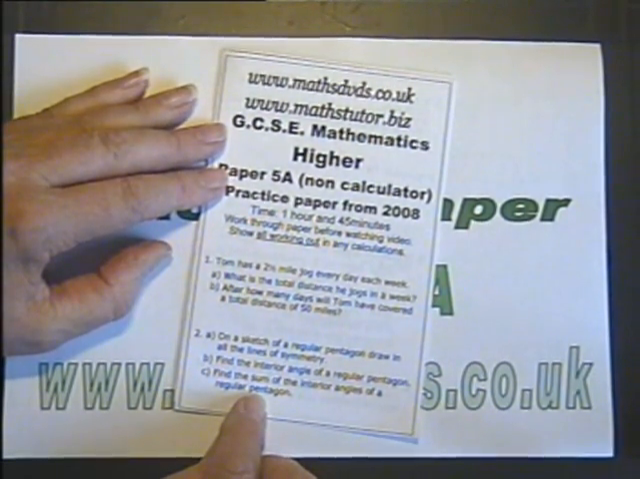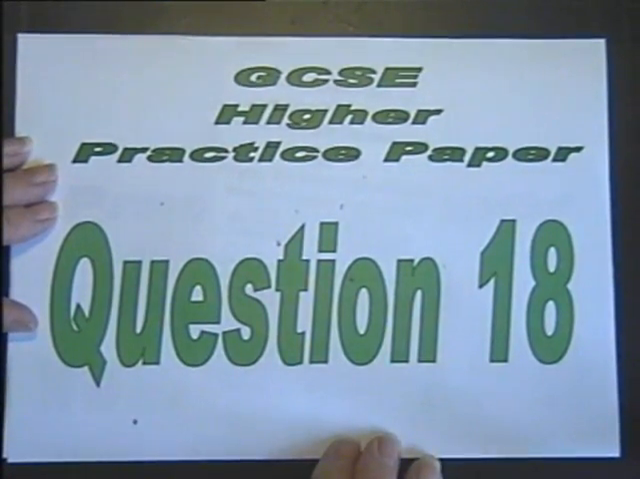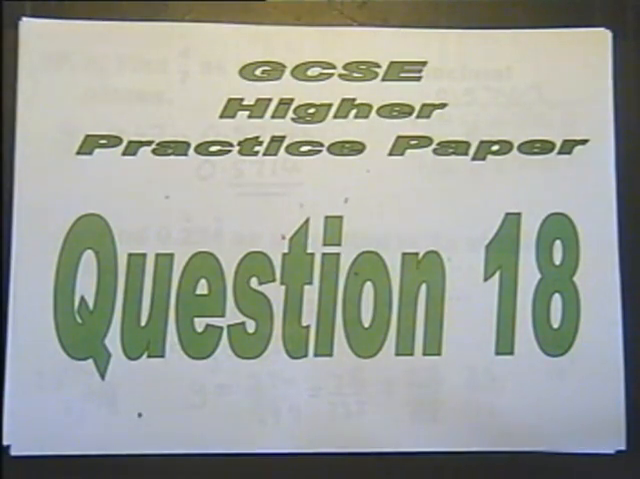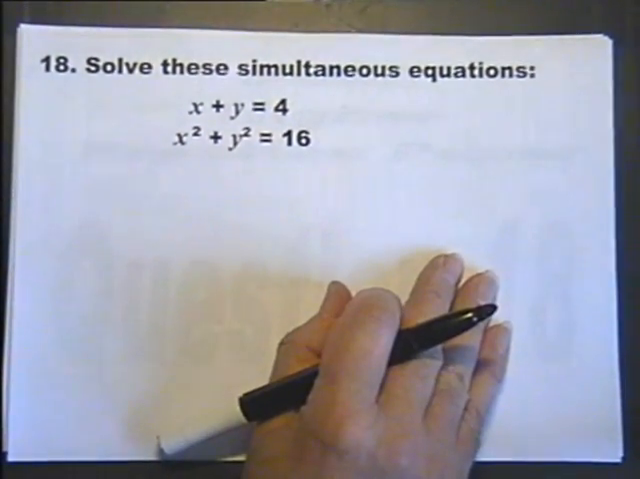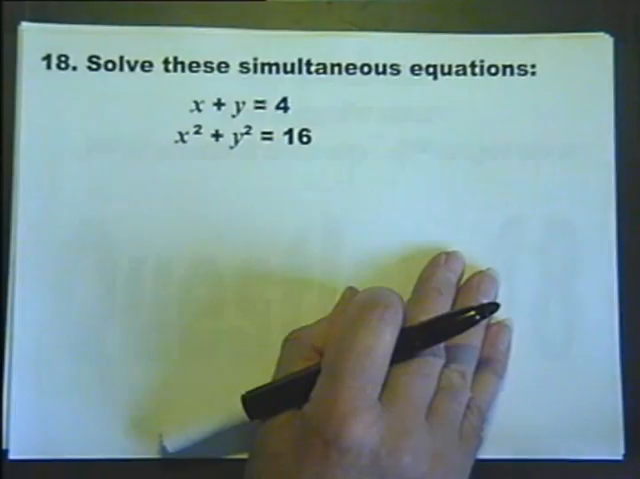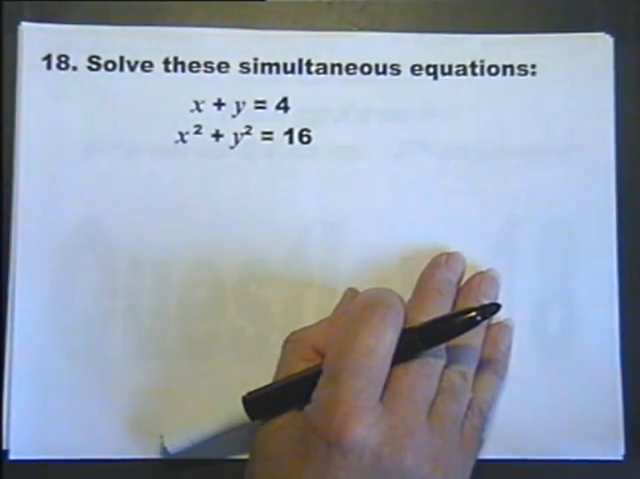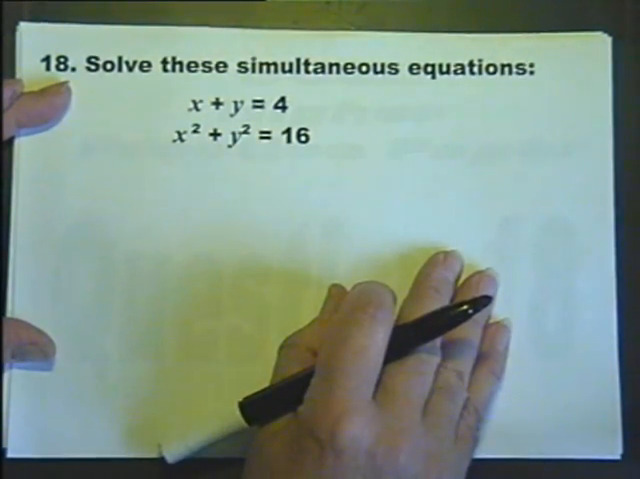Anyway, let's have a look at this question number 18. GCSE Higher Practice Paper 5A, question number 18. Solve these simultaneous equations. Now, there are several methods for solving simultaneous equations, but for this particular case I think only one of them is suitable, and that's using the method of substitution. The method of elimination is going to be extremely complicated, but by substitution, not so bad.